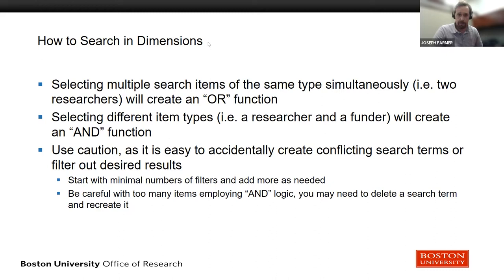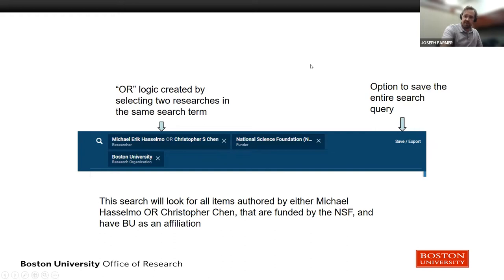So this is an example of what a small search string would look like in the Dimensions window. I put in Michael Hasselmo and Christopher Chen at the same time, so I made an OR function there. I selected the two of them. I put in the National Science Foundation as a funder and Boston University as an organization. So this search would find me publications or items, as I should say more generically, that were authored by either Michael Hasselmo or Christopher Chen that have NSF funding and have BU as an institutional affiliate on the authors.